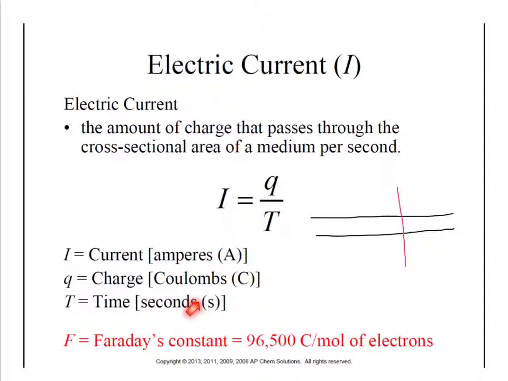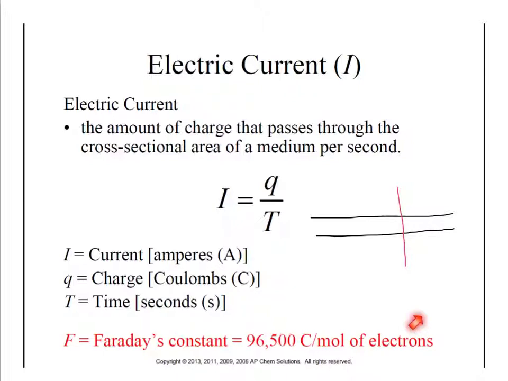And then for stoichiometry, we have Faraday's constant. And Faraday's constant is equal to 96,500 coulombs per mole of electrons. And coulombs is just the measurement of charge. And so this gives us a way to relate charge to actual electrons.